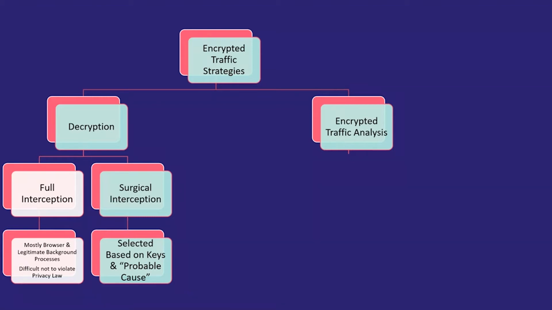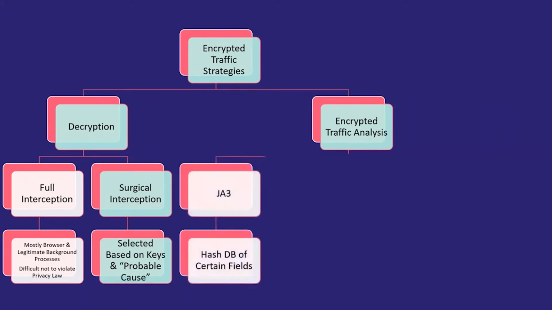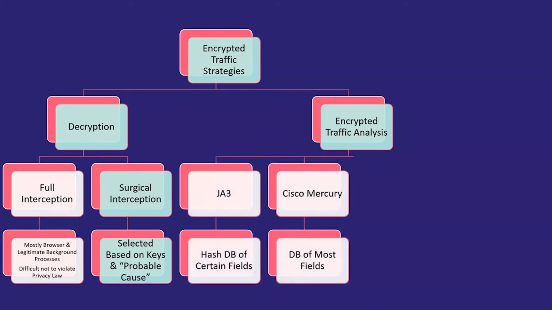Now, what if we don't decrypt? What if we just leave the traffic as is and do encrypted traffic analytics? So I'm just going to address both of these together. I think the most well-known approach to encrypted traffic analytics out there right now is JA3. But there's also another, Cisco Mercury, and they're both very different from each other, but they also, in a very important way, have a similarity.